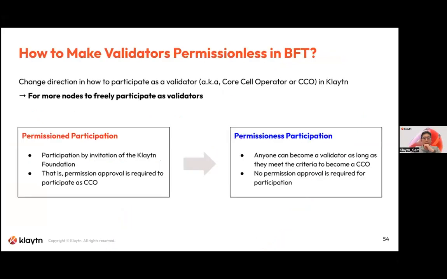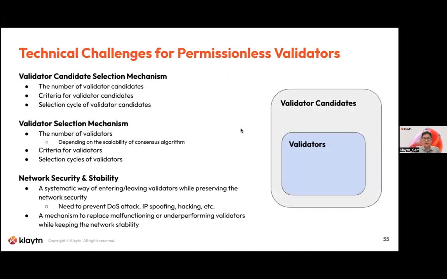Okay, so next is the part about decentralization. Again, I mentioned that Klaytn started as a permissioned network, and some parts of the network are still permissioned. We want to make it permissionless and more decentralized, and this is what we are trying to achieve these days. So instead of permissioned participation, we make it a permissionless participation network, and there are many challenges, of course. These challenges are related to our consensus mechanism, because we are using PBFT, or Istanbul BFT, for consensus.